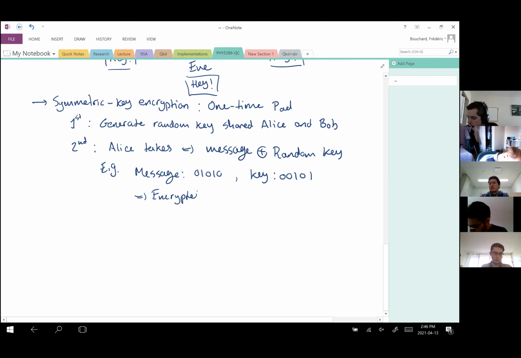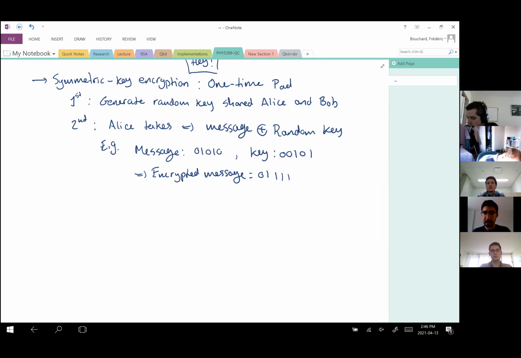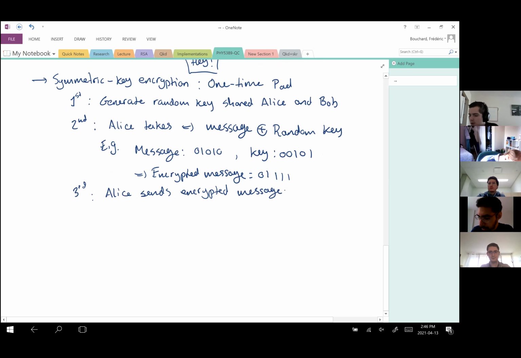So the encrypted message would then be 0, 1, 1, 1, 1. You just have to add them up. If you add something that has some information to something that's completely random, the result is completely random. So this encrypted message has no information about the message. This is what Eve has access to. Third, Alice sends the encrypted message to Bob.